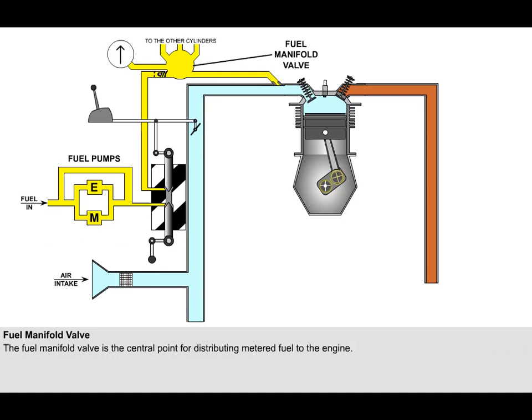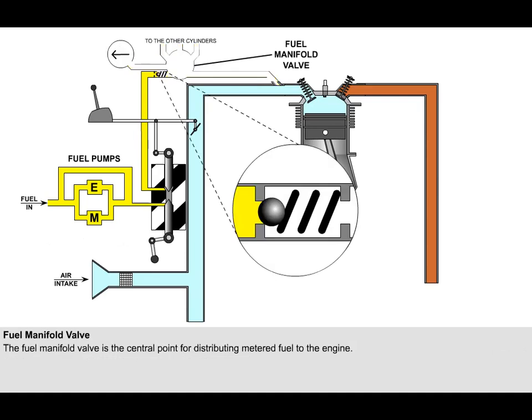The fuel manifold valve is located on the engine crankcase. It is the central point for distributing metered fuel to the engine. It contains a spring-loaded ball valve. When the engine is stopped, the ball valve is closed and no fuel can flow to the engine. As fuel pressure builds up as a result of engine rotation or booster pump operation, the ball valve opens, allowing fuel to flow to all of the discharge nozzles simultaneously.